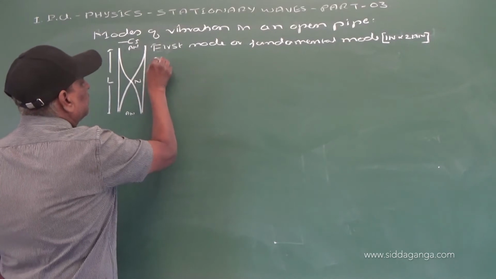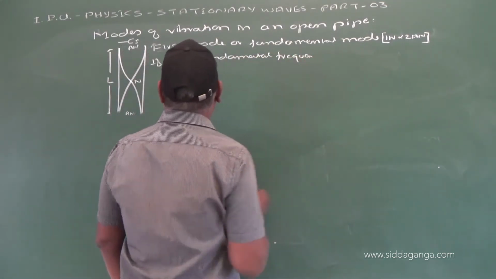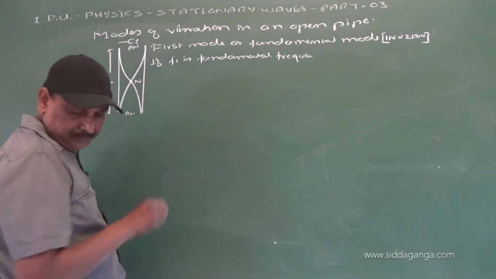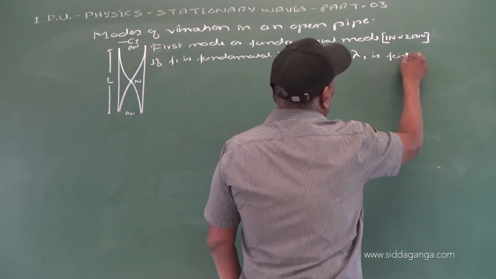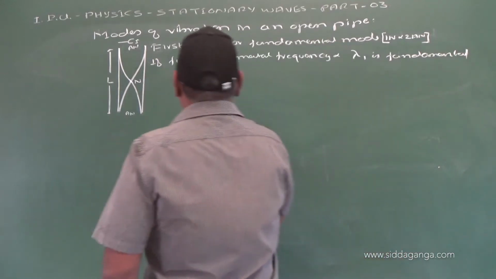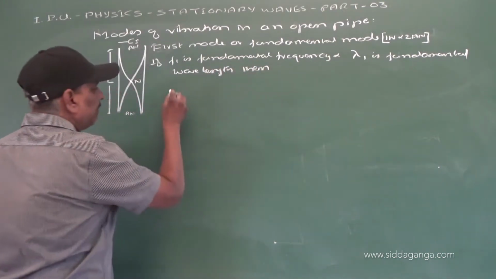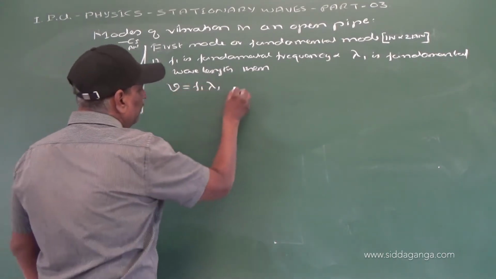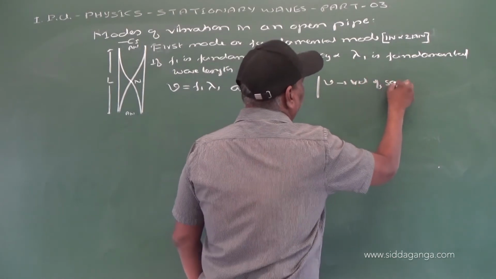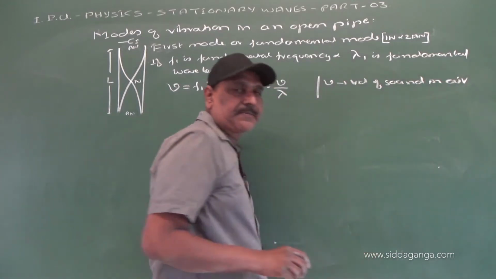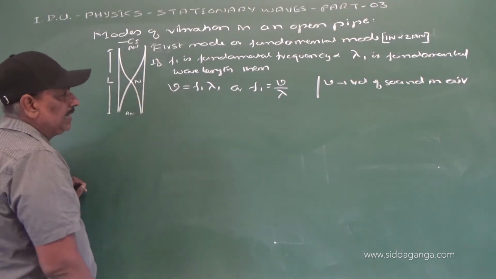Now, here F1 is the fundamental frequency and lambda 1 is the fundamental wavelength, then we have V equal to F1 lambda 1, or F1 is equal to V by lambda 1, where V is the velocity of sound in air, because the sound waves are propagating through air.